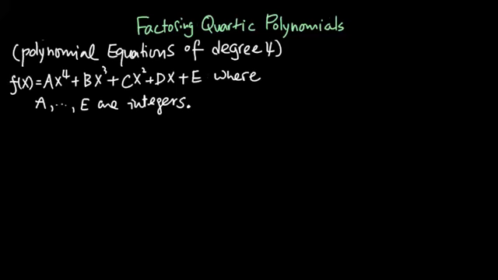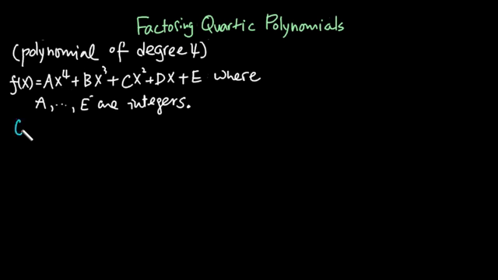In this video, I'd like to introduce a method of factoring quartic polynomials. It means polynomials of degree 4. Here's a typical polynomial of degree 4. And here, the coefficients we're considering are all integers. And factoring means we are factoring this polynomial over integer coefficients.